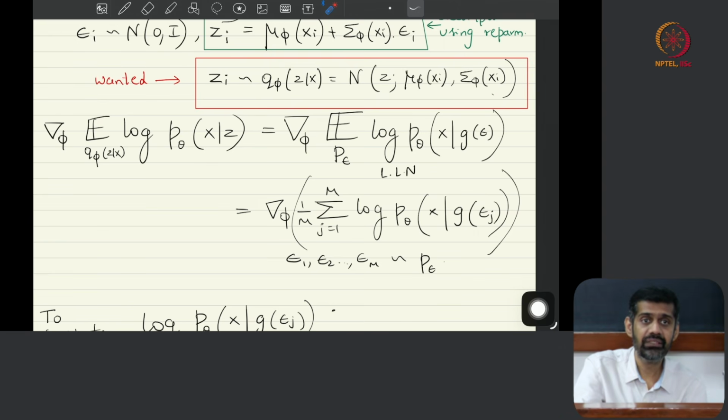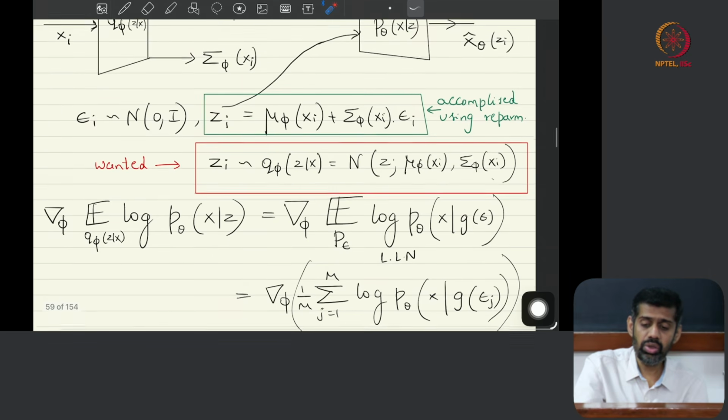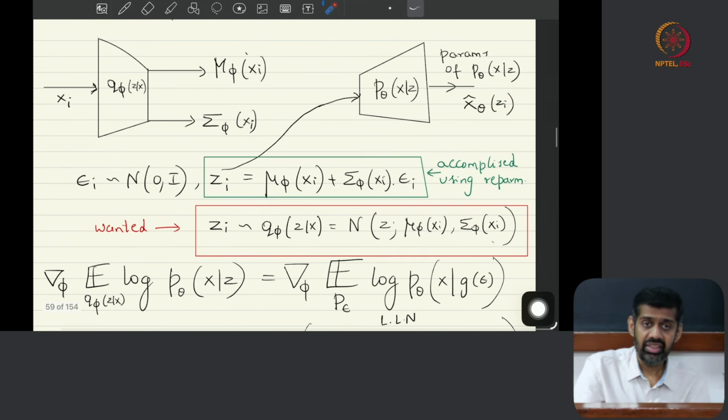Any other? Yeah. To get mu phi and sigma phi itself, you need to sample multiple times, because how will you find mu phi and sigma phi itself? No, see, the question is, do we need to sample multiple times to get mu phi and sigma phi? No. See, mu phi and sigma phi are outputs of this neural network, which is deterministic. So, given an xi, it will give you one mu and one sigma. That is not going to change. Hold on. What is going to change is zi. That will change. What will not change is mu and sigma.